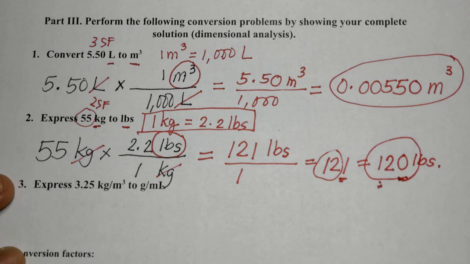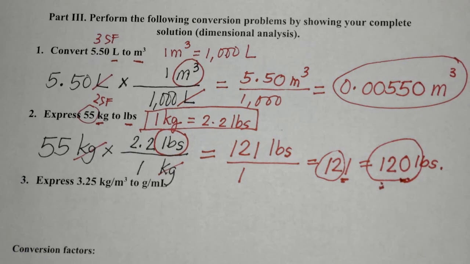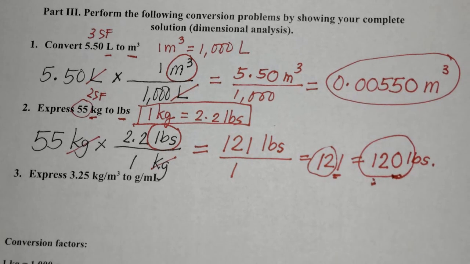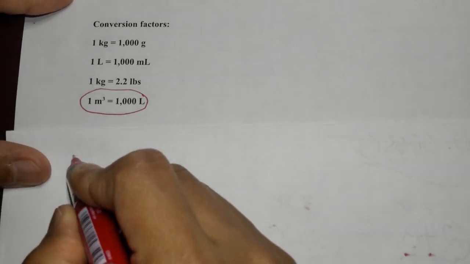Okay. Number 3, the last one. Number 3 is kind of a very challenging number, okay? Because in number 3, it's lengthy. I will have to have a separate paper to show number 3. But I'll put the conversion factors right there on top, okay?